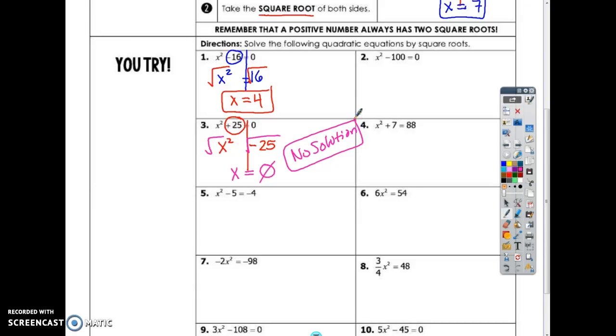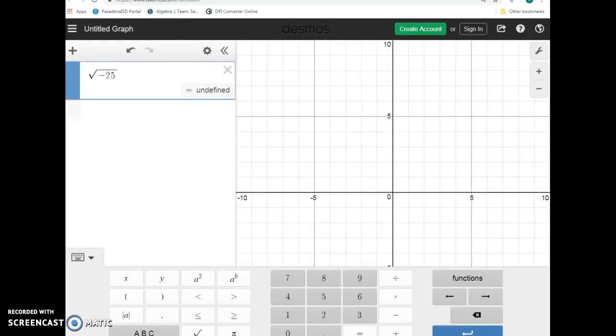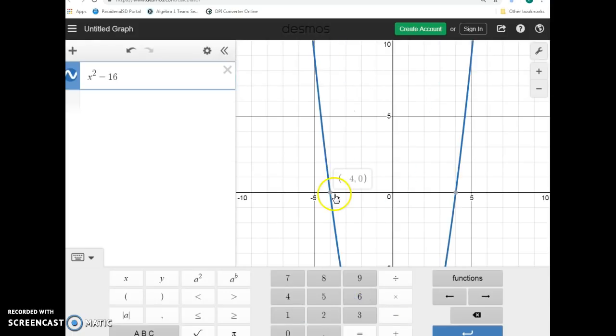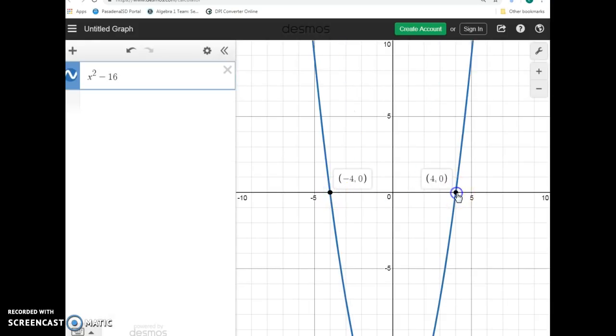Okay, let's see. I want to see why this one has a solution and this one doesn't have a solution. So I'm going to type this in the calculator, x squared minus 16, and then I'm going to type this one in the calculator so that you can see the difference. Right here, x squared minus 16. Look at the answers. Negative 4, positive 4. Oh, I messed up. Let's go back.